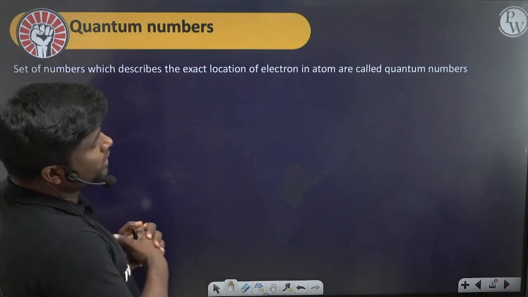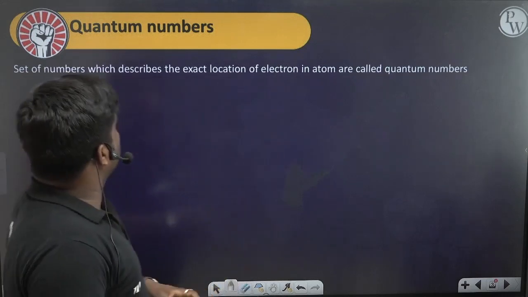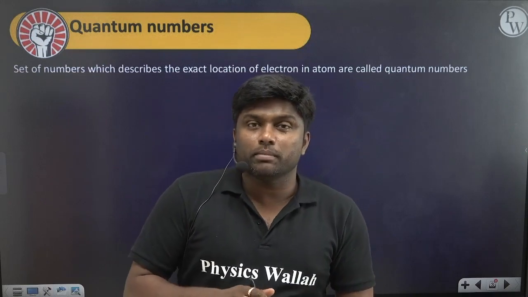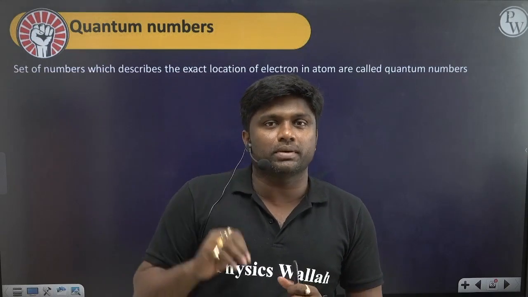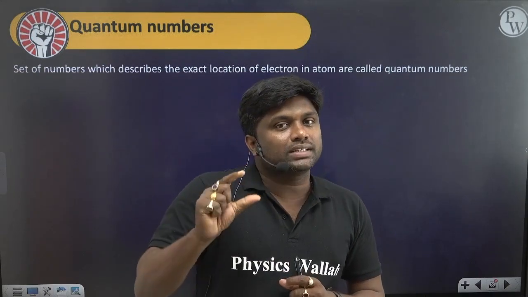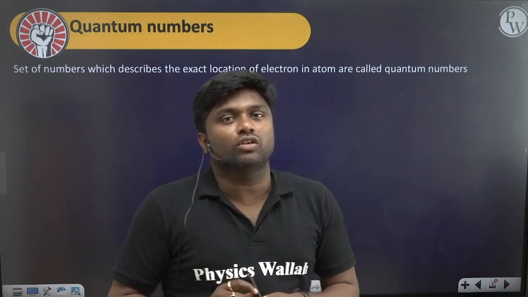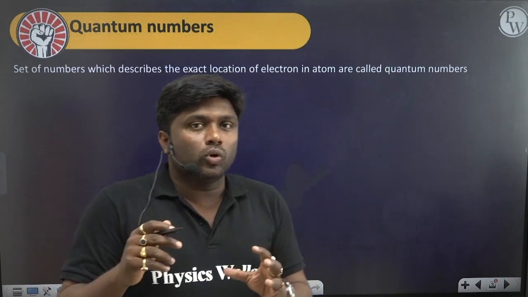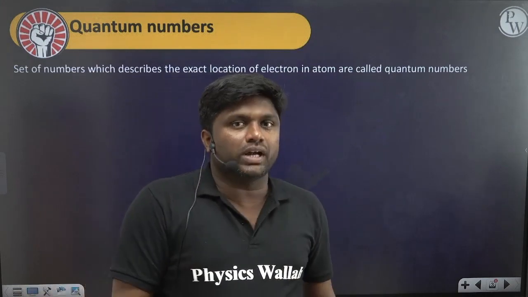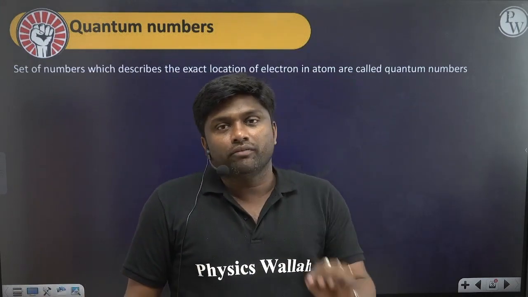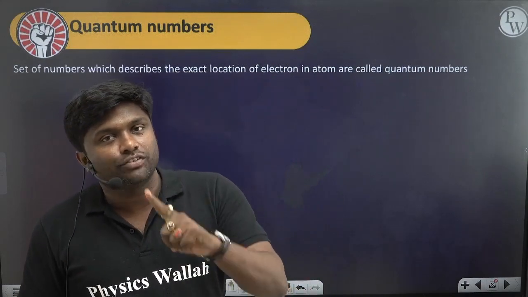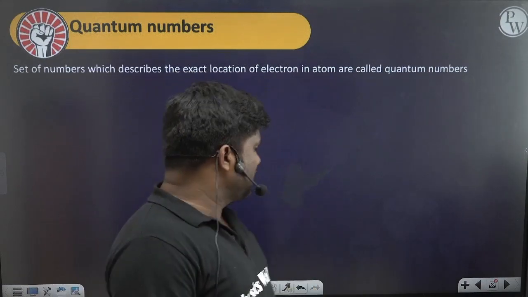So now we are going to start with the quantum numbers. What do you mean by quantum numbers? Quantum numbers are the four set of numbers which can describe the exact location of the electron in an atom. To find out the exact location of an electron in an atom, we have four set of numbers. That four set of numbers are called what numbers?